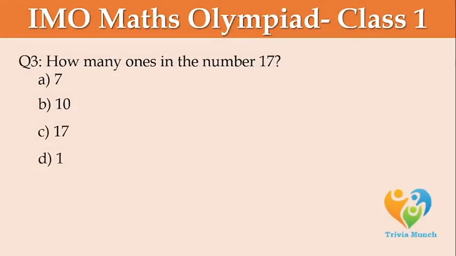How many ones in the number 17? Option A 7, option B 10, option C 17, option D 1.